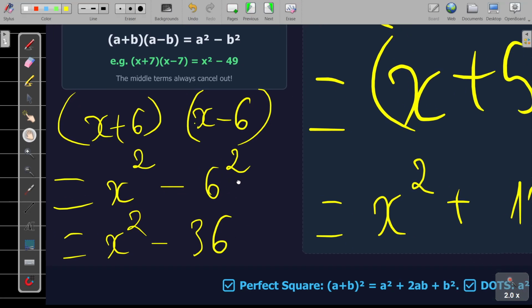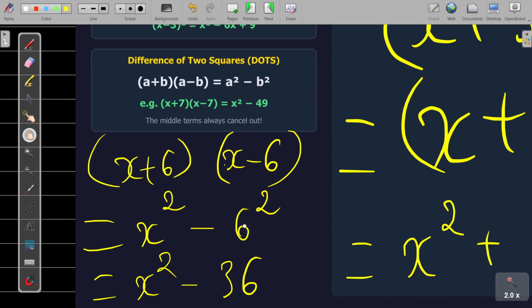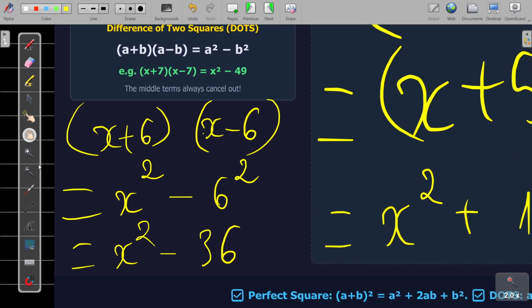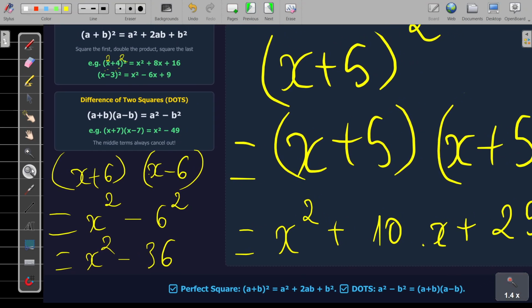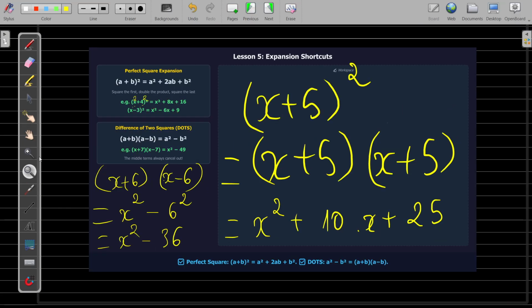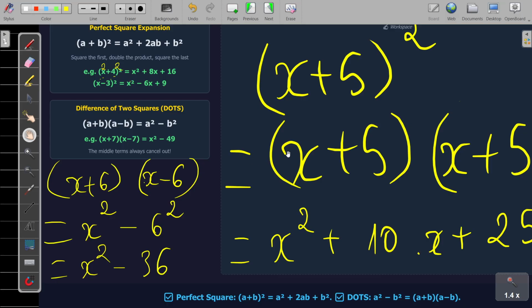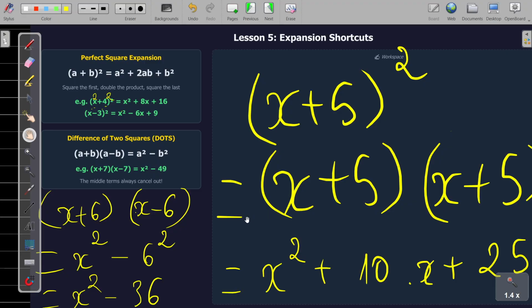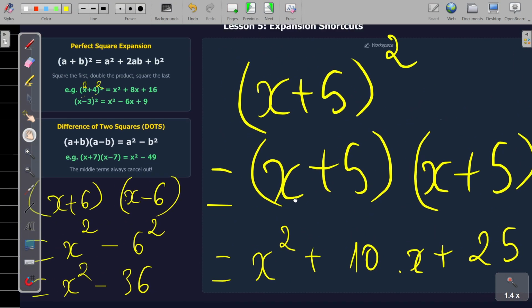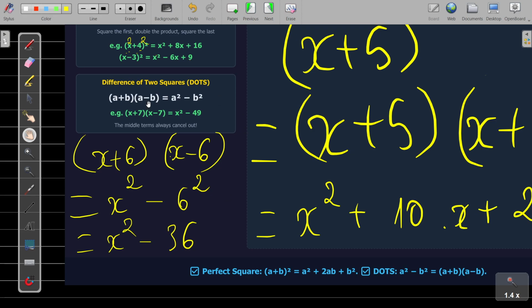That is your DOTS. It's not that deep really, because if you just remember and practice this a lot of times, you get comfortable with it, and you save a lot of time when you're solving equations and so on. It'll also give you speed advantages during exams. Yeah, there are a lot of benefits to this.